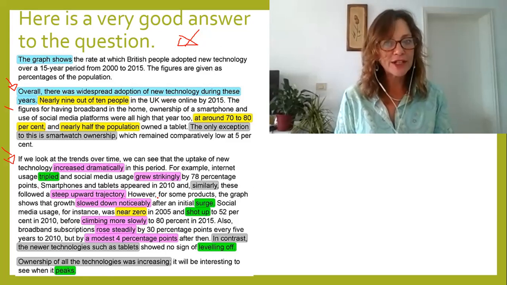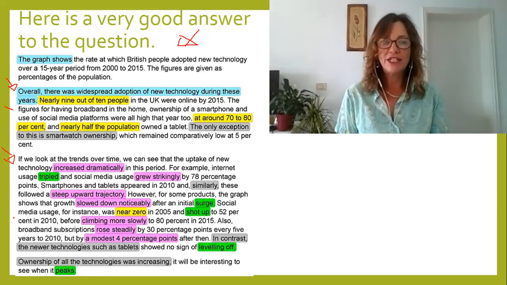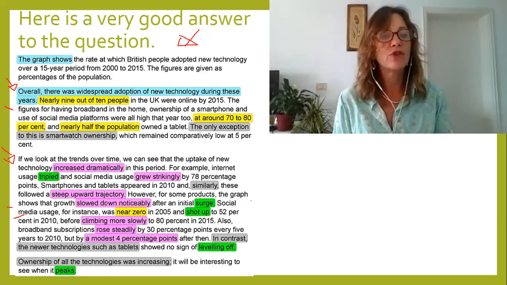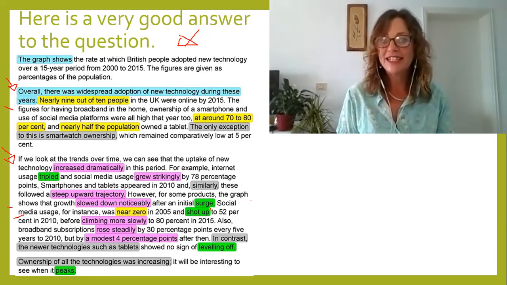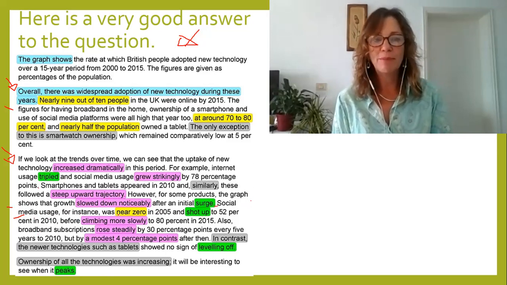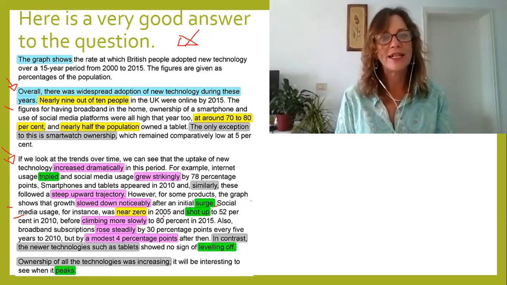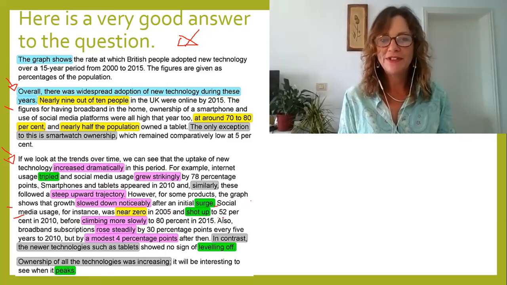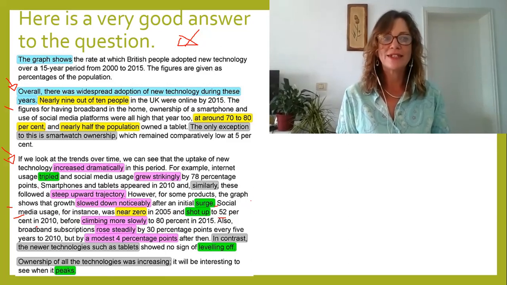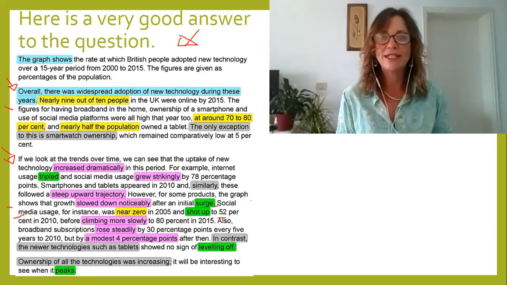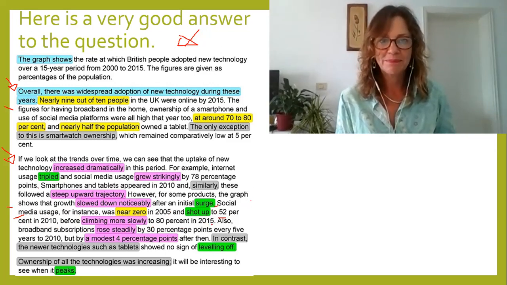However, for some products, the graph shows that the growth slowed down noticeably. After an initial surge, social media usage, for example, was near zero in 2005 and shot up to 52% in 2010, before climbing more slowly to 80 percentage points in 2015.